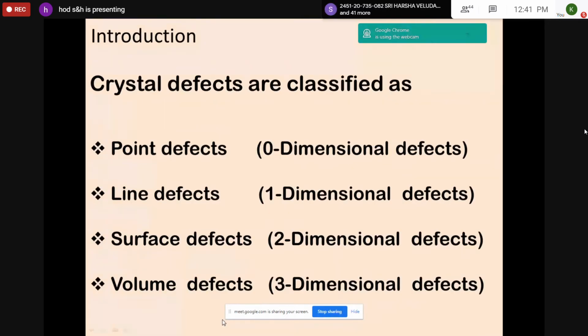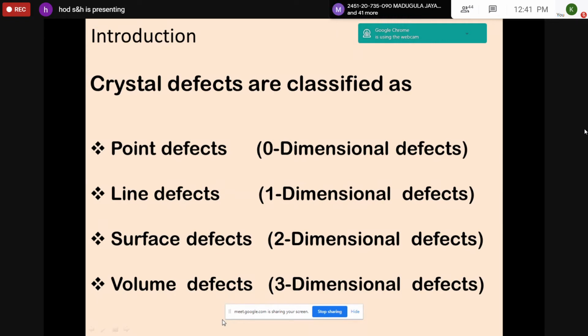So the crystal defects are basically classified into four categories. The first one is called point defects. The same are also called zero-dimensional defects. And the second one, line defects, which are one-dimensional. You know, a line is along one direction, so one-dimensional defects. And the third one, surface defects. Surface area is two-dimensional, so the same are also called two-dimensional defects. And the fourth one is called volume defects. Volume is a three-dimensional concept. So these defects are called three-dimensional defects. That means they extend in all three directions.